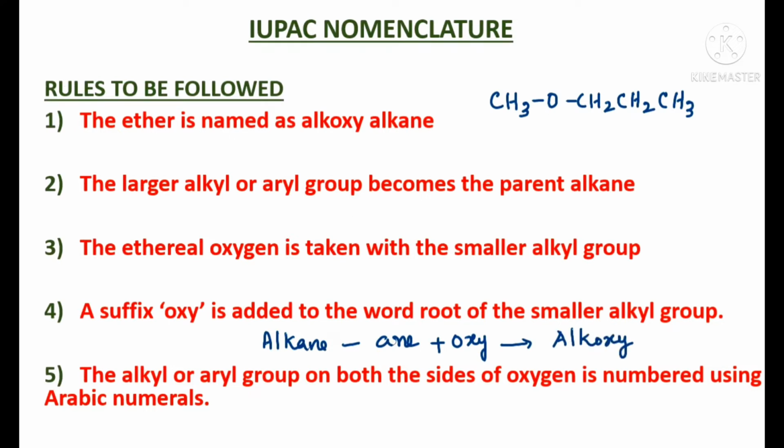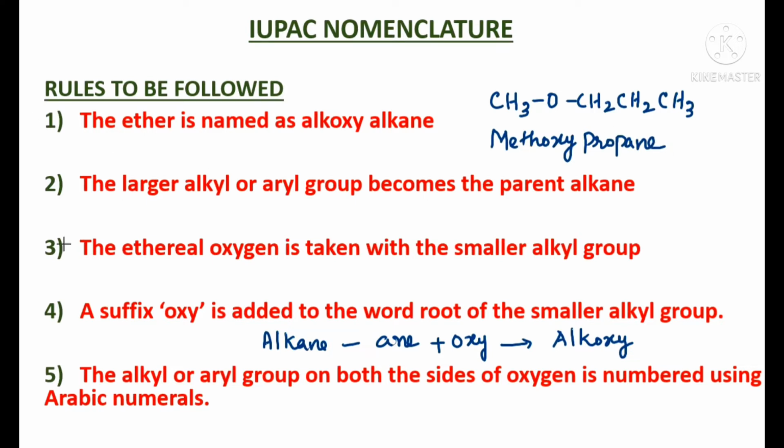So this is the smaller group, and we should concentrate. Now how will you write the name of this compound? This is methyl, so methoxy. Then you should write the name of the larger alkyl group, that is the parent alkane. This is the larger alkyl group. This is propyl, so how to write the parent alkane? Propane. So now write methoxypropane. Understood, students? This is how you should give the name.